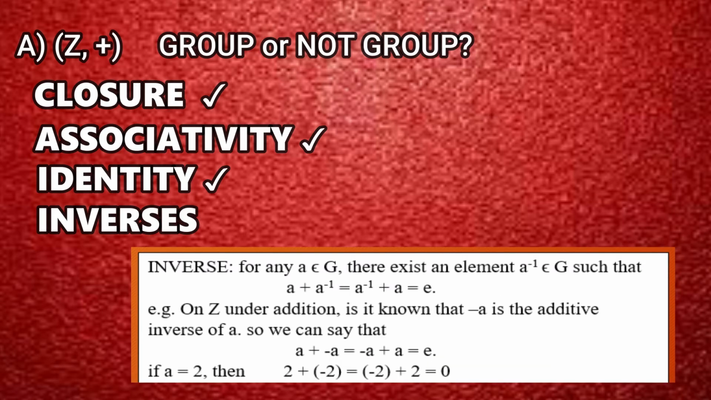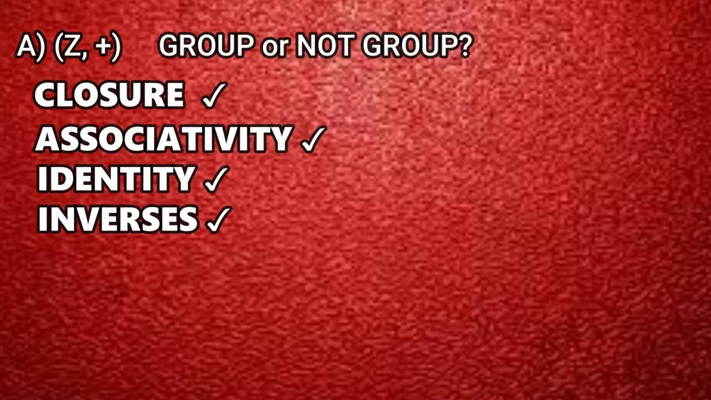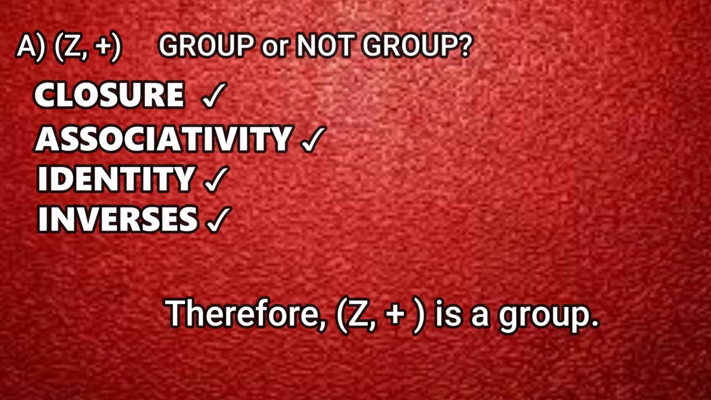If A is equal to 2, then 2 plus negative 2 equals negative 2 plus 2 equals 0. So we can say that yes, it satisfies the inverse property. Since Z under addition holds these 4 properties, therefore Z under addition is a group.